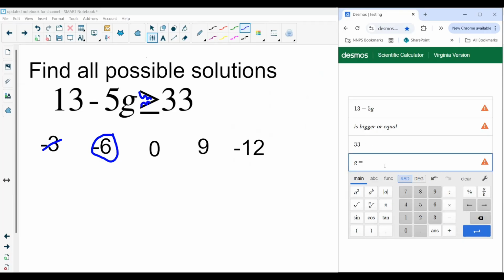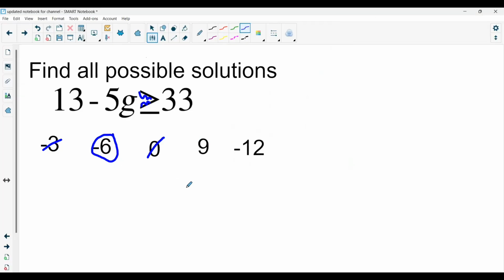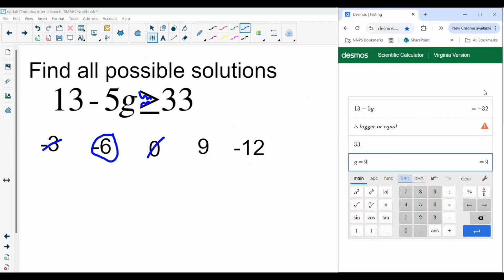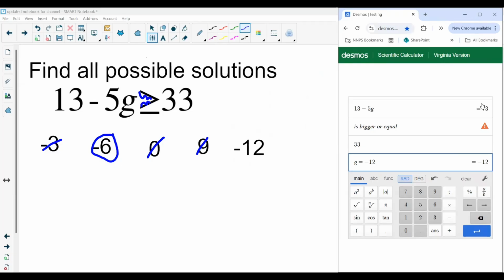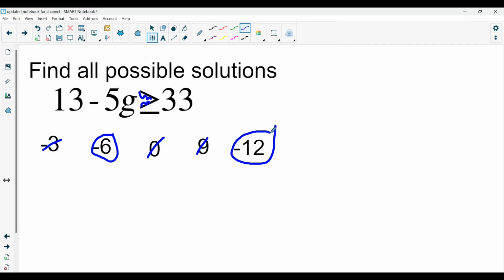So let's try 0. We get 13. Is 13 bigger than 33? No. Is 13 equal to 33? No. So 0 cannot be a solution. Let's try 9. We get -32 right here. Is -32 bigger than 33? Nope. Is it equal to 33? No. Lastly, let's try -12. We get 73. Is 73 bigger than 33? Yes. So that is a solution.